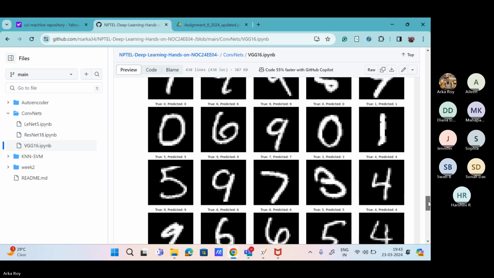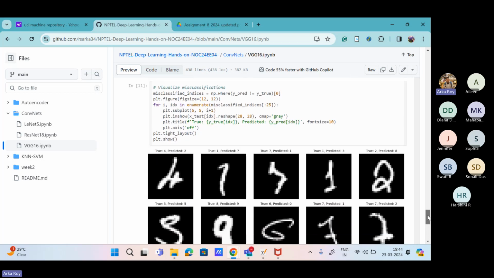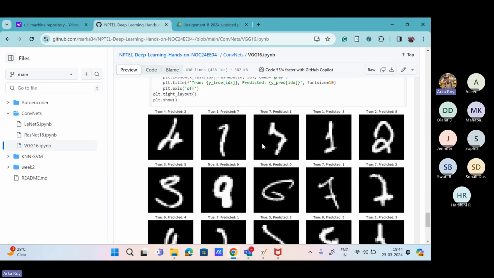Misclassification is there. So to visualize those misclassifications, I have also written a snippet. Here you can see this true label is 1, but the model is confused and it has predicted 7.